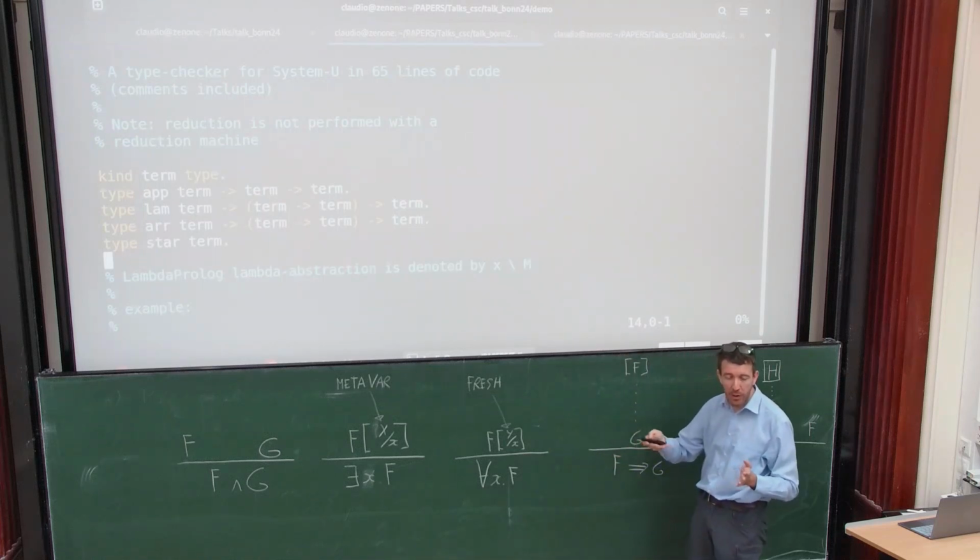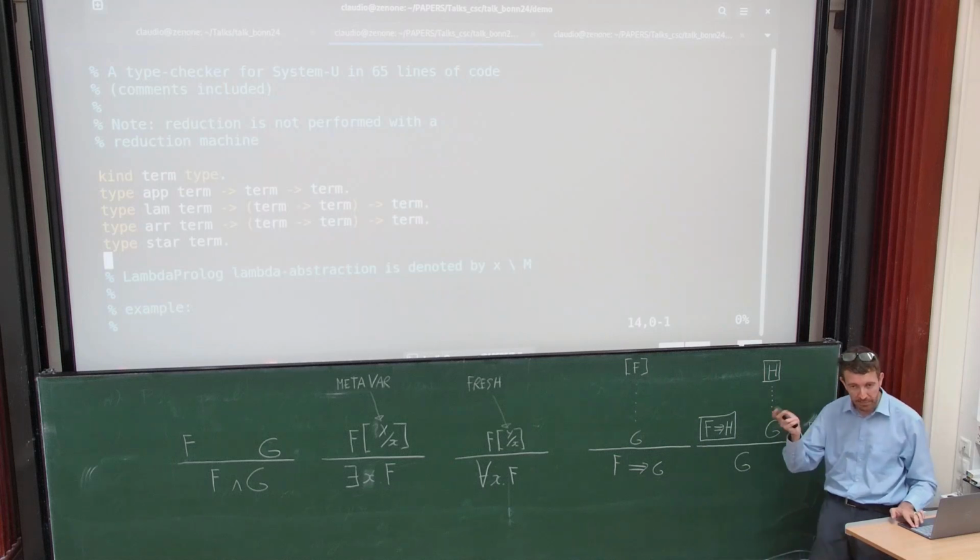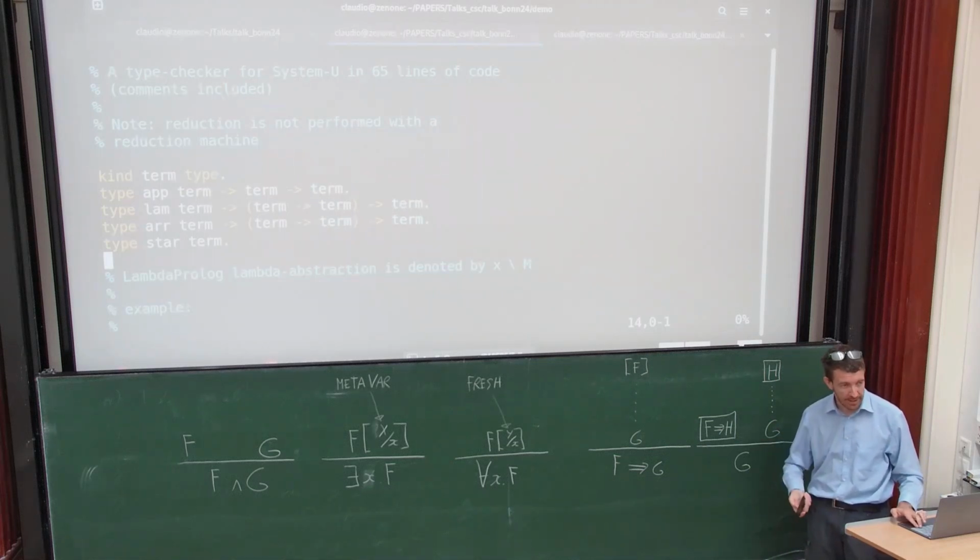It changes the way you prove your program correct, and indeed Abella does something a little unusual because it doesn't have inductive types.